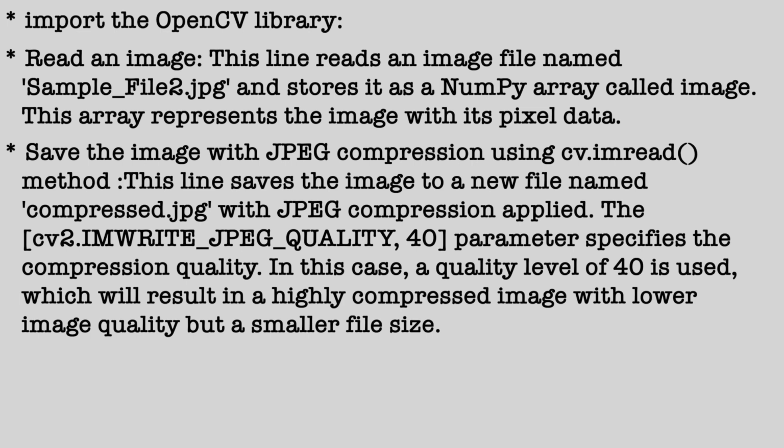With JPEG compression applied, cv2.imwrite with IMWRITE_JPEG_QUALITY set to 40. The parameter specifies the compression quality. In this case, a quality level of 40 is used, which will result in a highly compressed image with lower image quality but a smaller file size.